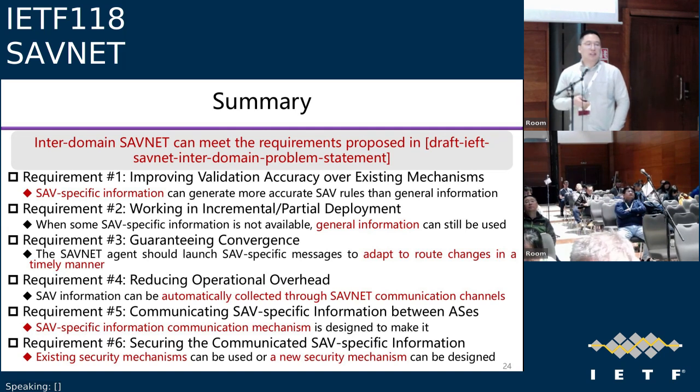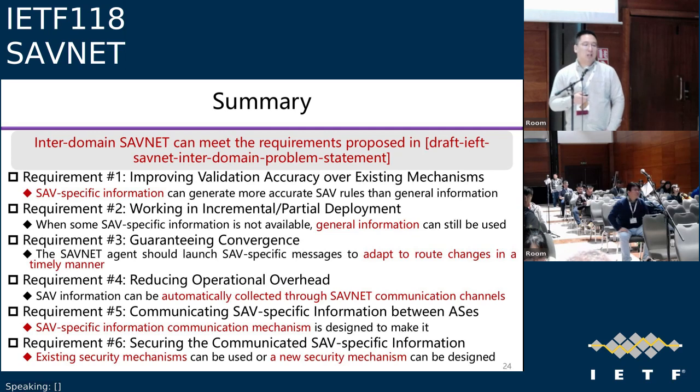Let's see whether the inter-domain subnet can meet the requirements. Requirement one, improving validation accuracy over existing mechanisms. The subspecific information can generate more accurate sub rules than the general information. Requirement two, working in incremental partial deployment. The inter-domain subnet can support incremental or partial deployment. And when some subspecific information is not available, the general information can be used. Requirement three, guaranteeing convergence. The subnet agent should learn the subspecific messages to adapt to the route changes in a timely manner.